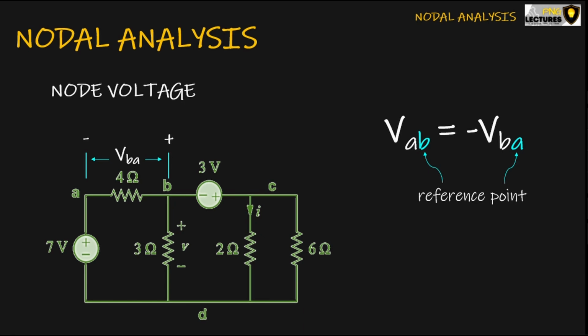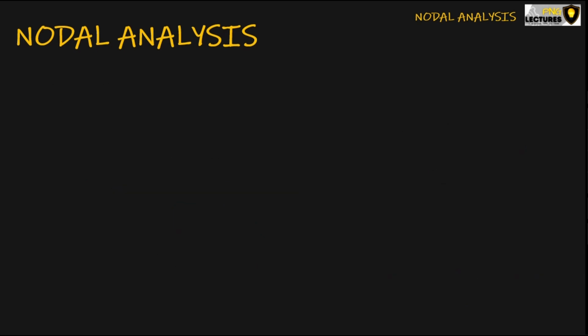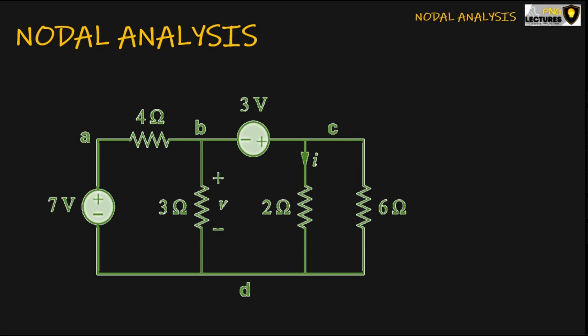Nodal analysis measures all node voltages from a single reference point. So instead of measuring VAB, then VBC, etc., we just use one single reference point. Hence, it is essential to identify a single point or node in a circuit from which all node voltages are measured. To illustrate this point, we can consider once again the circuit that we are presenting.